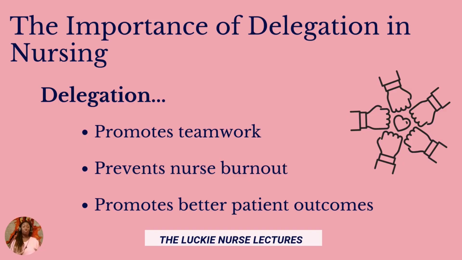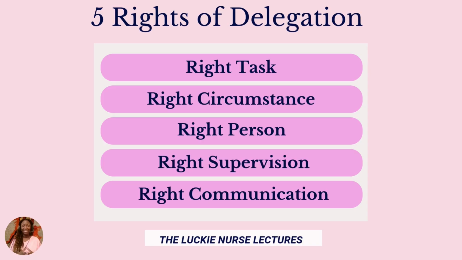So, now that we've gone over just a very general overview of why delegation is important in nursing, we're going to talk about how to delegate tasks in nursing using the 5 rights of delegation. So, the American Nurses Association has developed the 5 rights of nursing delegation to help nurses make safe decisions when delegating tasks. So, following these rights allows nurses to know what is safe to delegate and what is not safe to delegate. So, the 5 rights of delegation in nursing include the right task, the right circumstance, the right person, the right supervision, and the right communication.